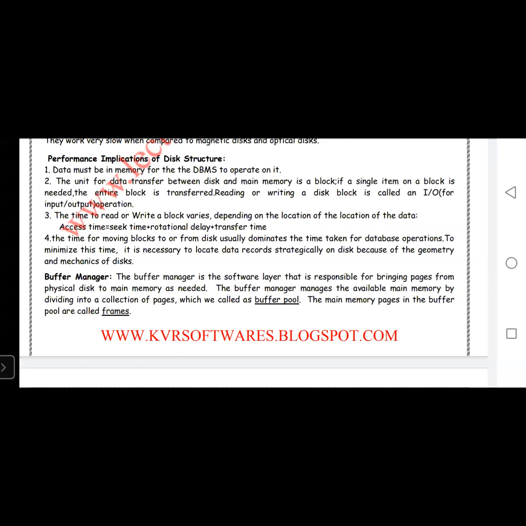Okay, next one is the buffer manager. The buffer manager is a software layer that is responsible for bringing pages from physical disk to main memory as needed. The buffer manager manages the available main memory by dividing it into a collection of pages, which we call the buffer pool. The main memory pages in the buffer pool are called frames. So the main purpose of the buffer manager is to bring pages from physical disk to main memory according to our need. Okay, so that is referred to as the buffer manager.